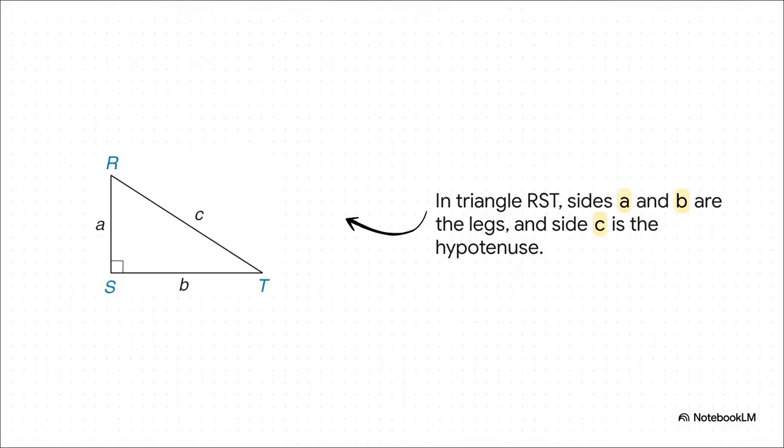Okay, so how do we actually use it? Let's take this triangle here. We know the lengths of the two shorter sides, the legs, a and b. Our mission is to figure out the length of the longest side, the hypotenuse, c.